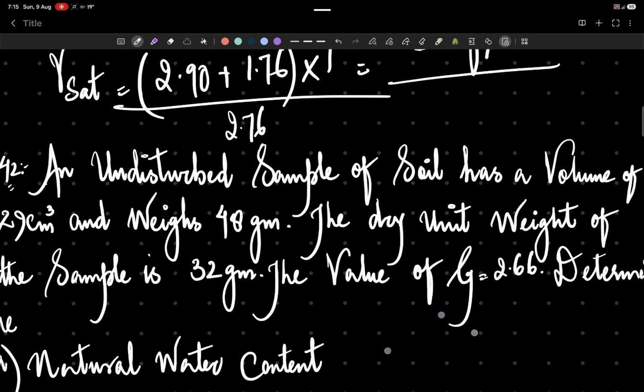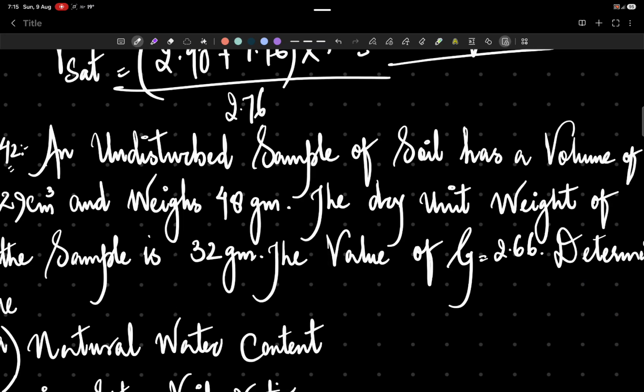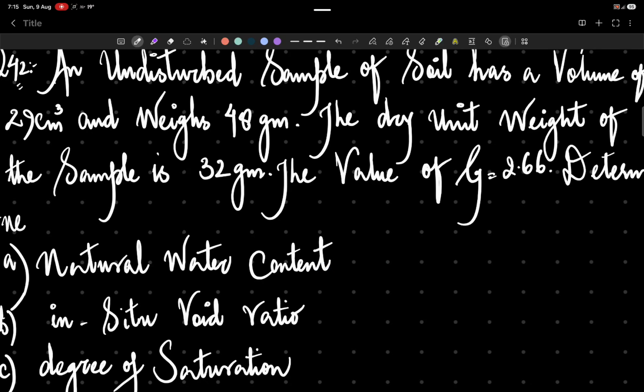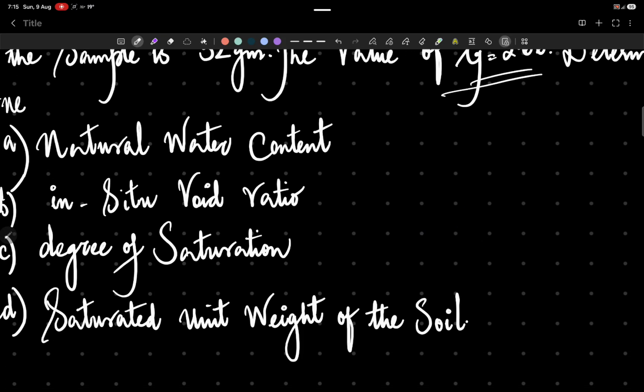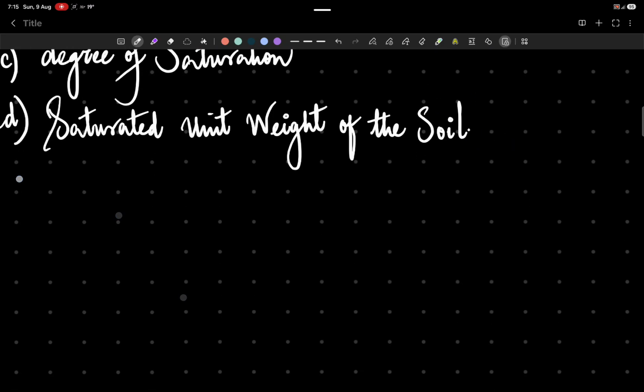Question is, an undisturbed sample of soil has a volume of 29 cubic centimeters and it weighs 48 grams. The dry weight of the sample is 32 grams. The value of G is 2.66. Determine the natural water content, the in situ void ratio, degree of saturation, and the saturated unit weight of the soil based on the data given. All right, so let's solve this question.